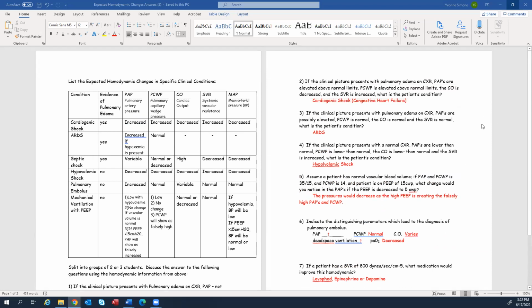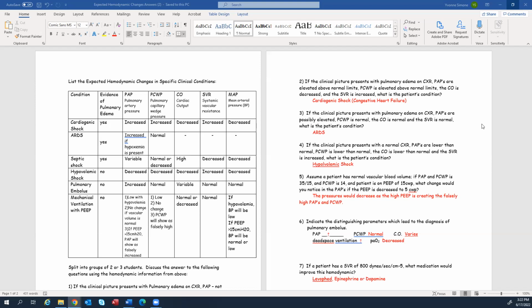All right, the next clinical picture, number 2, we have pulmonary edema on chest x-ray. Pulmonary artery pressures are elevated above normal. The pulmonary capillary wedge pressure is elevated above normal. Cardiac output is decreased. So we have a heart that's not functioning well. Systemic vascular resistance is increased. What is the patient's condition? And the answer is cardiogenic shock.